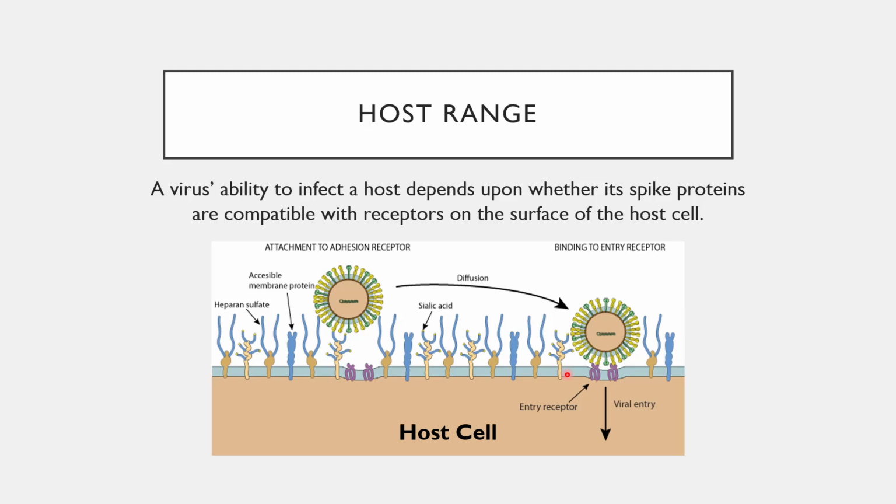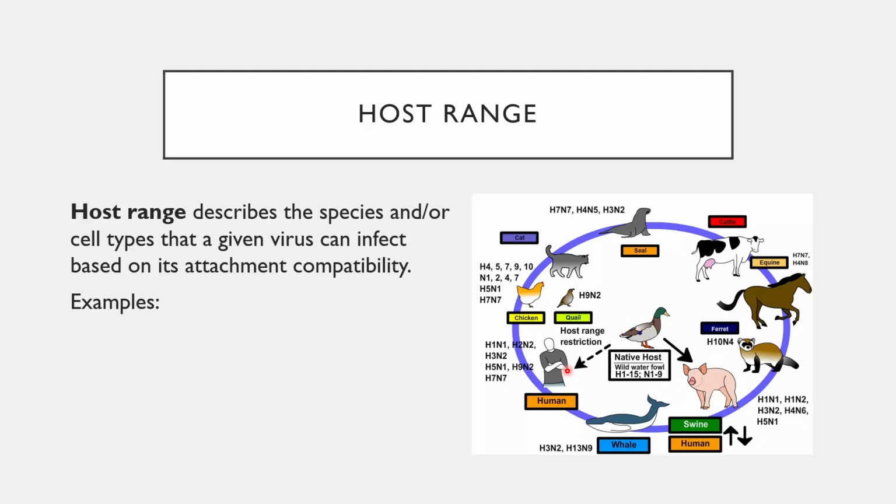So this compatibility between the spike proteins and the receptors on the host cell defines the host range, which is the range of species and or cell types that a given virus can infect based upon its attachment compatibility.